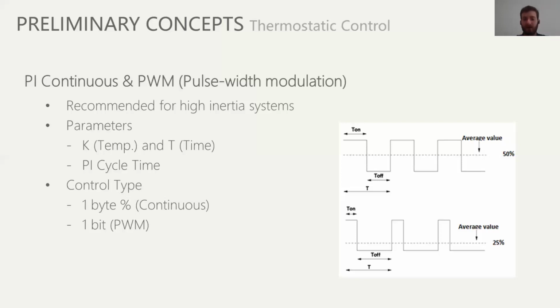Again, the parameters to define in the thermostat are the temperature change produced in the room in a given time, and the PI cycle time, which is the time it takes for every calculation to be made again. And the control type, in the answer, which is the difference between the PI and the PWM, is the answer they give. So PI continuous will give 1 byte in percentage.